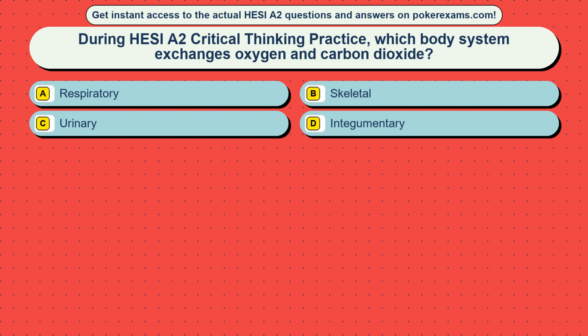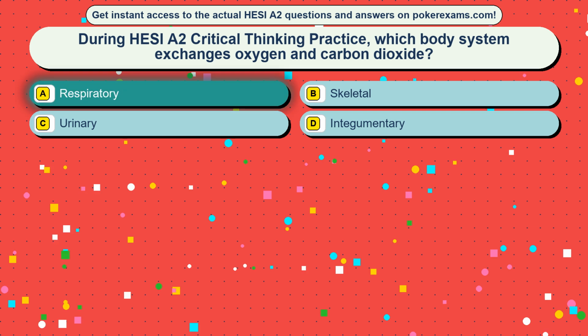Question 1. During HESI A2 critical thinking practice, which body system exchanges oxygen and carbon dioxide? Option A, respiratory. Option B, skeletal. Option C, urinary. Option D, integumentary. The correct answer is option A, respiratory.